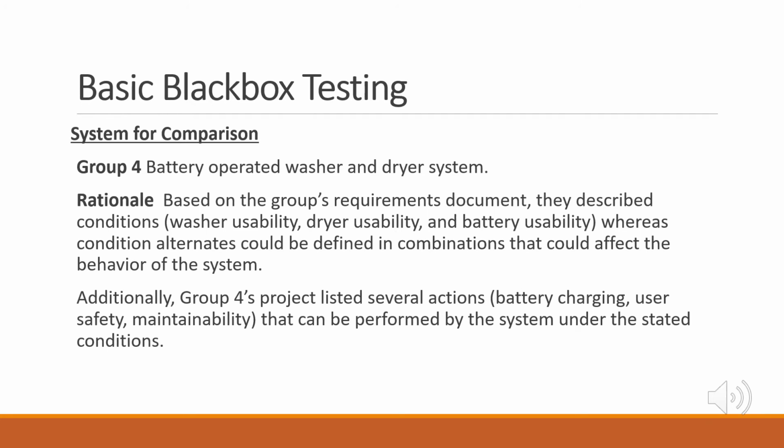As a system for comparison, for this type of testing, I've selected Group 4's project on the battery-operated washer and dryer system. Based on the group's requirements document, they describe conditions: washer usability, dryer usability, and battery usability, whereas condition alternatives could be defined in combinations that could affect the system behavior. Additionally, Group 4's project listed several actions: battery charging, user safety, maintainability, that can be performed by the system under stated conditions.